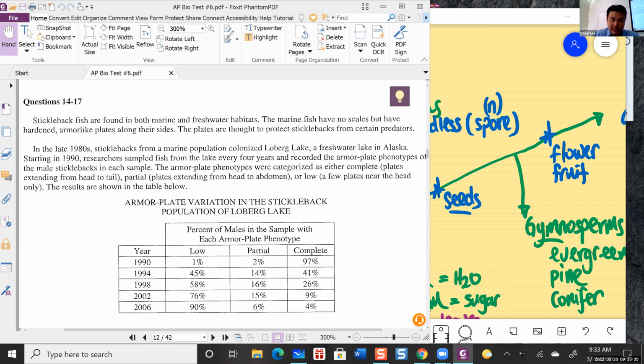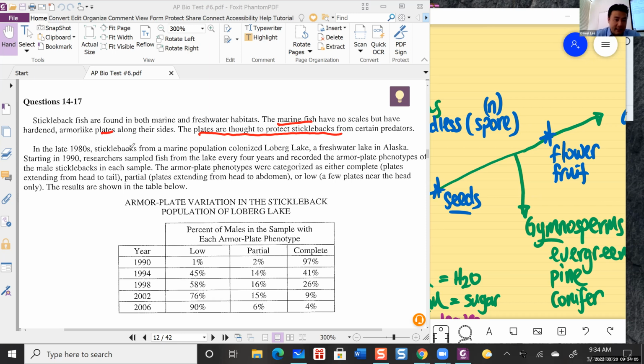All right, so let's take a look at this one. So the fish is found in both marine and freshwater. Great. The marine fish have no scale. So marine have no scale, I need that. But they have hardened armor plates. So they don't have scale, they have plates. The plates are what protects them from predator. That makes common sense. So here, what do we underline? Probably the plates, yeah? So marine fish have no scale and they have plates, yeah?